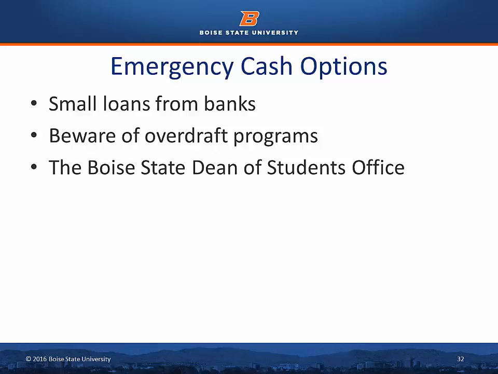Many banks offer reasonably priced, small loans that enable you to borrow money and repay the money, plus interest, later. Be cautious of using fee-based overdraft programs to deliberately overdraw your account if you need cash quickly. The costs can quickly add up depending on the number of transactions covered. Another resource you could try would be the Boise State Dean of Students Office and the Student Emergency Fund.